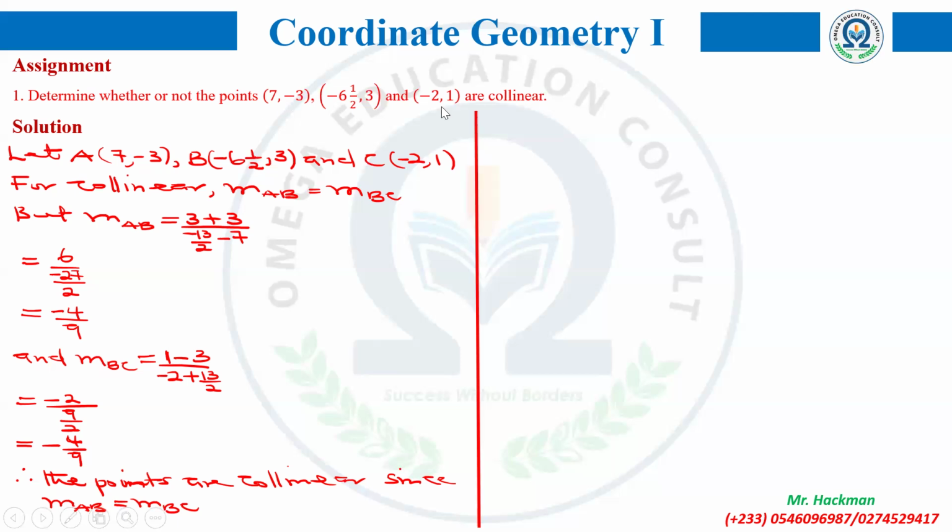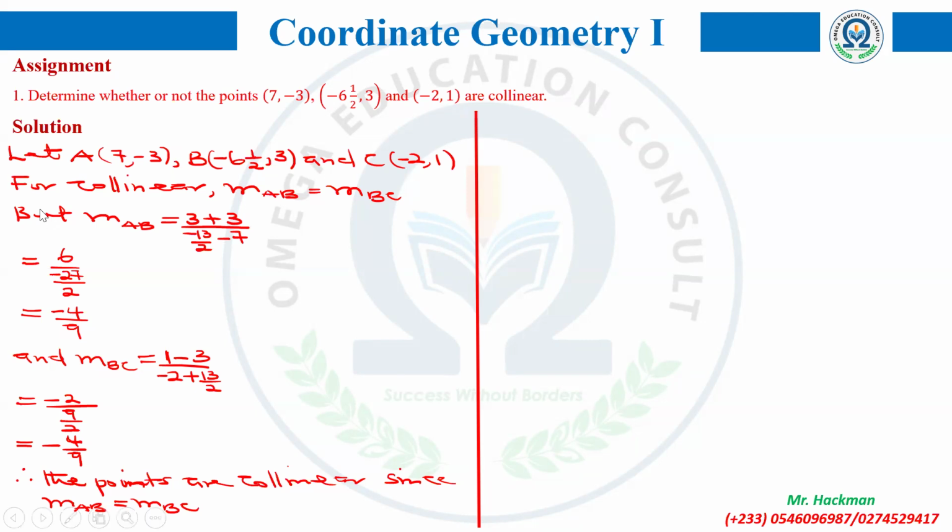You can write "given this", then come and give your points names, or you can ignore the "given" and start with the "let". So let A be this point, B be the second point, and C be equal to this. So now I have given the points names. Now that I know the names for the points, I need to know the condition for points to be collinear.